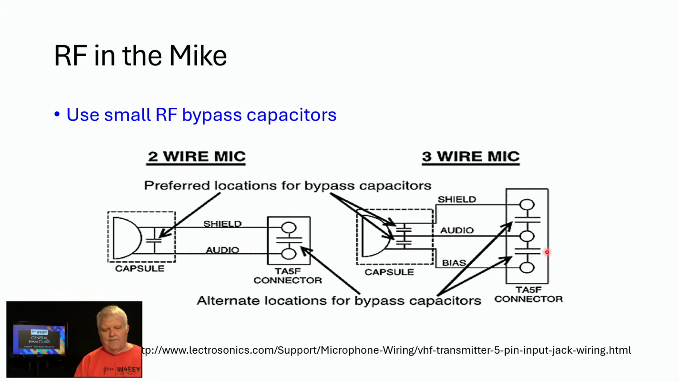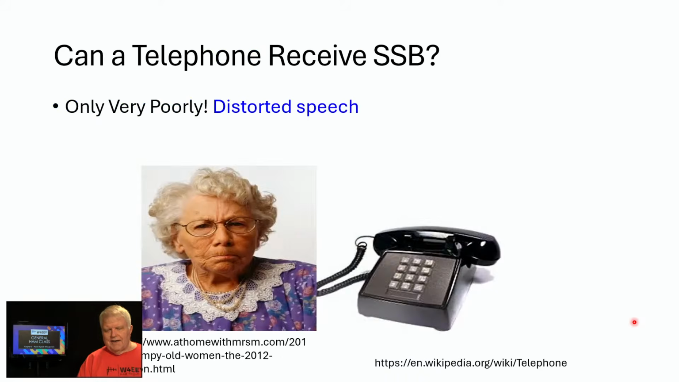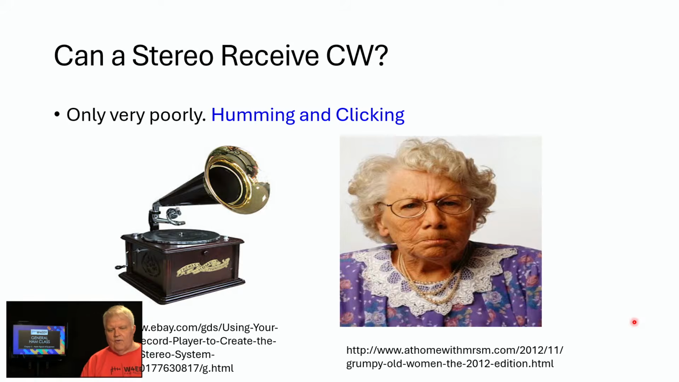It's better to take the power connections directly back to the battery. And if you've got RF in your microphone connections, little small bypass capacitors can actually eliminate some of the RF that might get into your microphone. And then if you've got arcing going on anywhere, that's a wideband noise generator, and you'll get it in your receiver. So can a telephone receive single sideband? Only very poorly. You'll get distorted speech. Can a stereo receive Morse code? Only very poorly. You'll get humming and clicking.